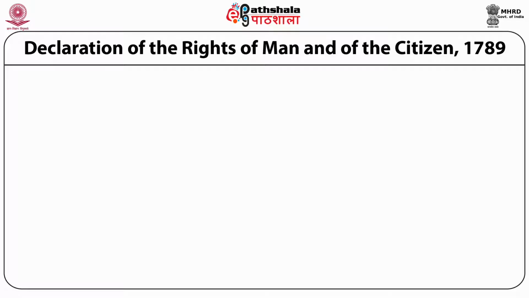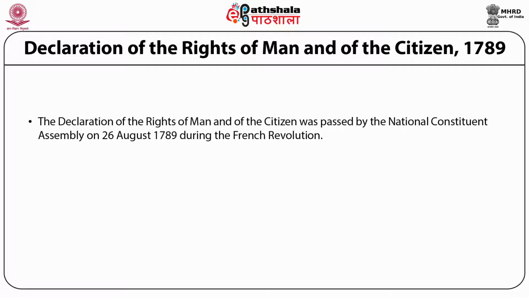Now we come to France. France is interesting for its extreme position on free speech. It can all be traced back to the Declaration of the Rights of Man and of the Citizen, which was passed in 1789. This declaration was passed by the National Constituent Assembly in France on the 26th of August, 1789.